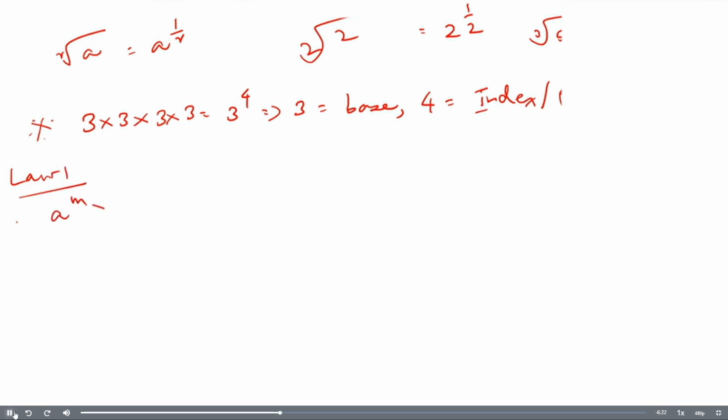Now come to the first point here, law 1. a to the power m into a to the power n is equal to a to the power m plus n. Sorry, a to the power m into a to the power minus n is equal to a to the power m minus n.